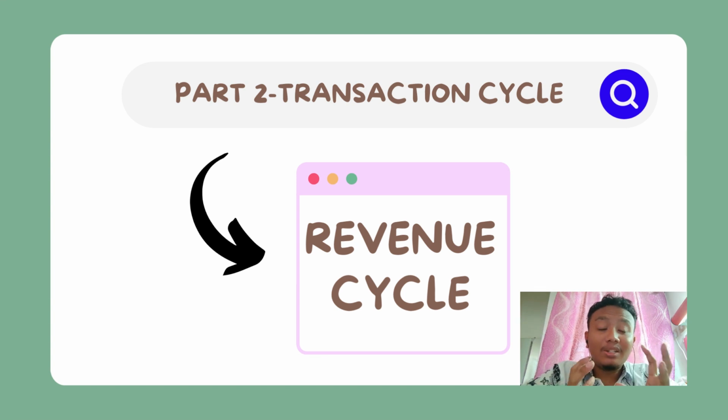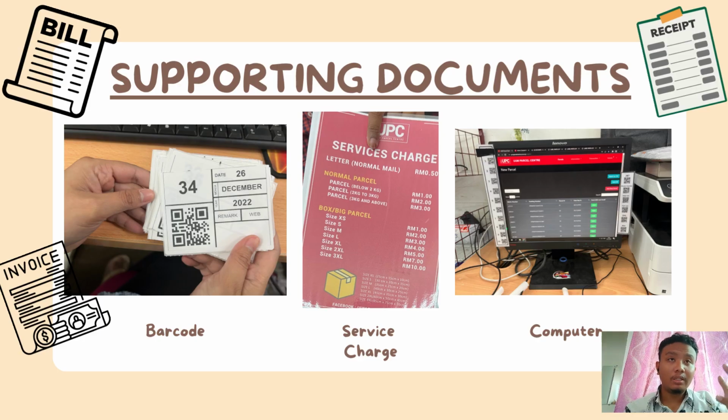The transaction cycle that we decided to analyze for this business is the revenue cycle. Here are some supporting documents that we managed to collect from UPC itself. First is the barcode, secondly is a service charge list from UPC, and then their own computer system that they use to manage their business in the UPC UUM Center.